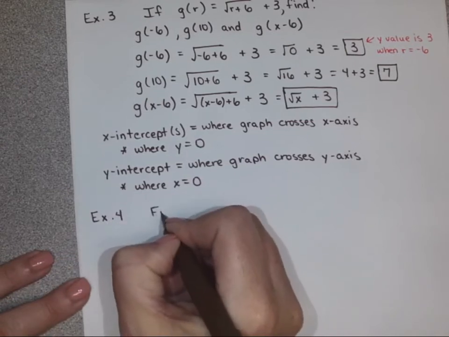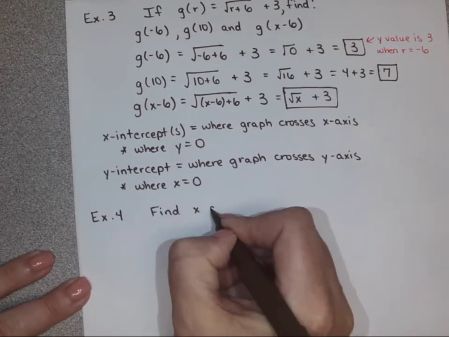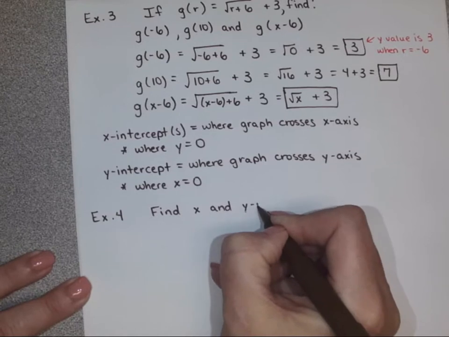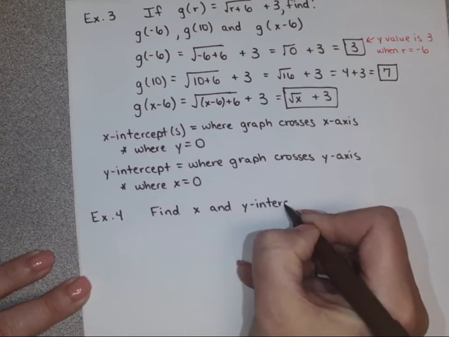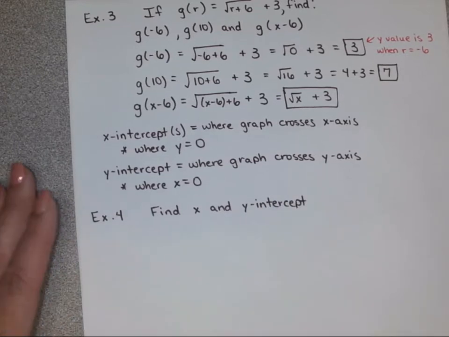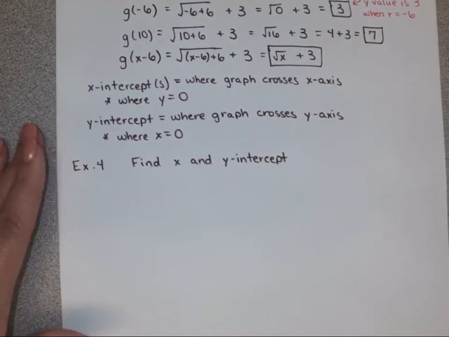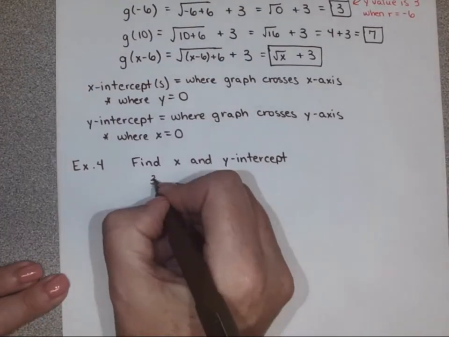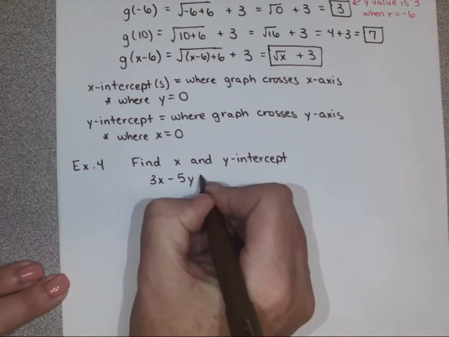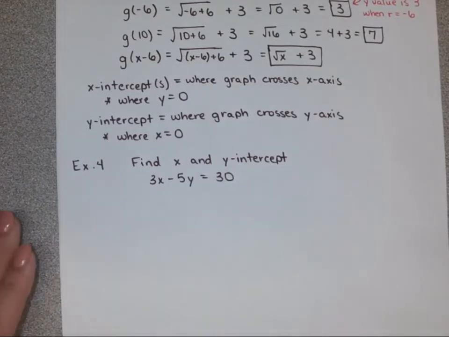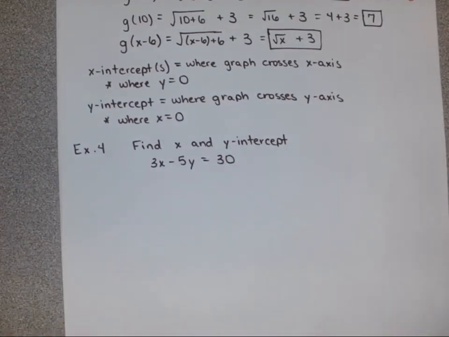All right, so you will probably see something like this show up on your comp exam when you take it this week. So let's see if we can show the work here. So what if I asked you to find the x and the y-intercept of 3x minus 5y equals 30?